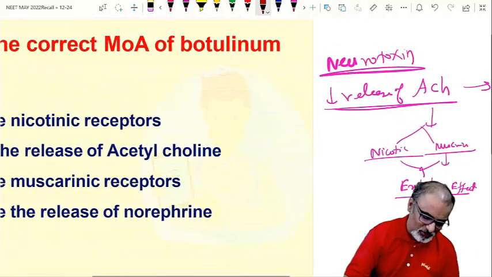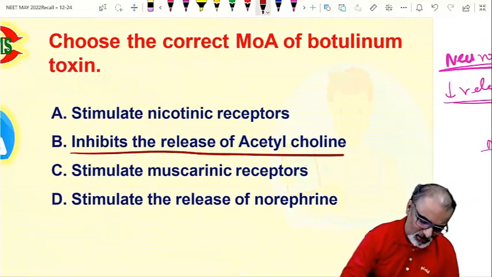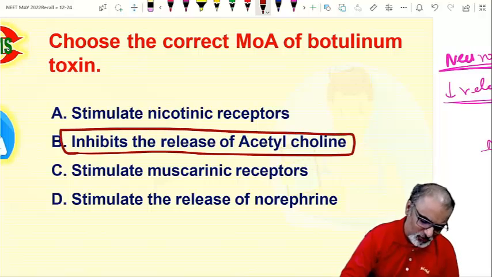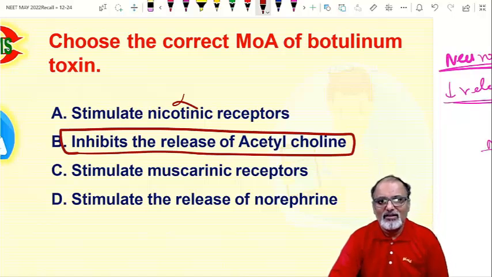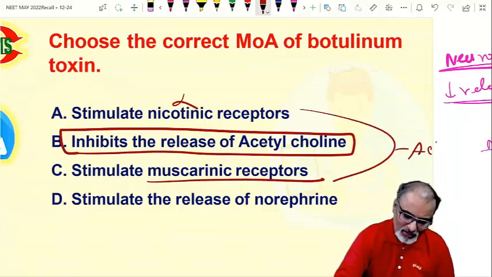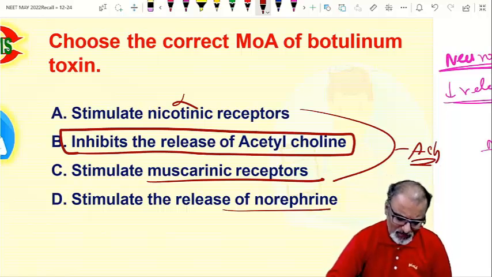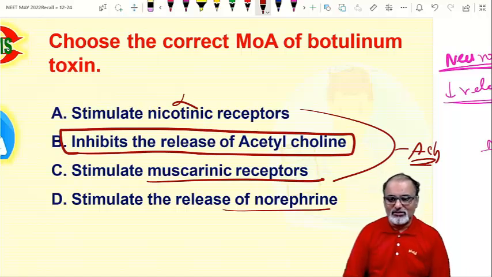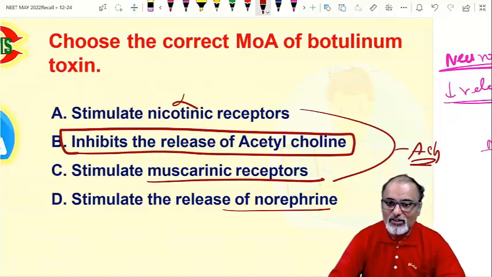All the things. So it's a direct question. It inhibits the release of acetylcholine at the neuromuscular junction. It won't stimulate nicotinic receptors. That is not the action of botulinum toxin. That is the action of acetylcholine. It's muscarinic receptors. This is acetylcholine, and that acetylcholine is inhibited by this one. Norepinephrine we are using in situations like anger or telling a lie.